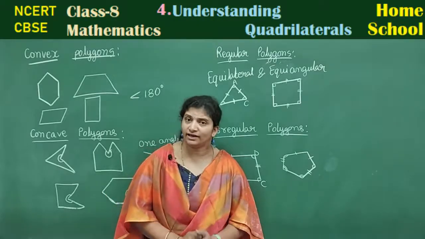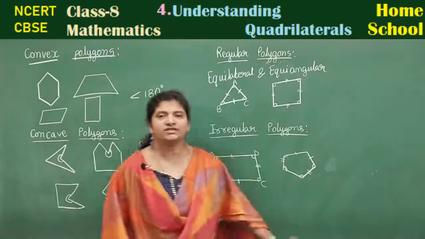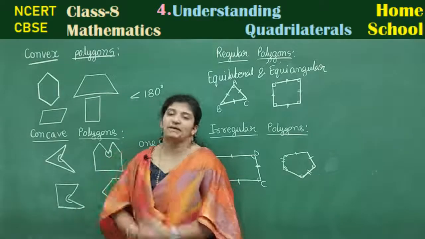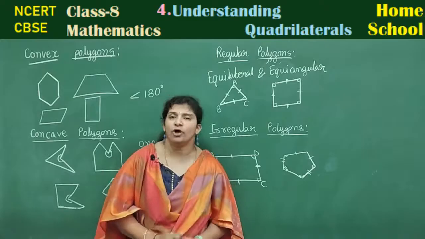What is the rule for regular and irregular polygons? The polygons which are not regular are called irregular polygons. Let's repeat the board again. Types of polygons we have seen.